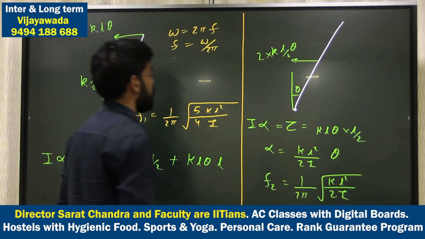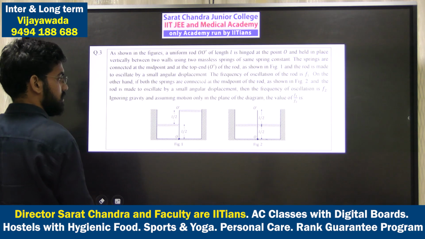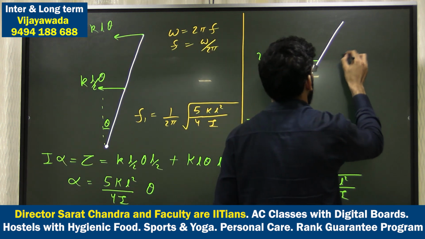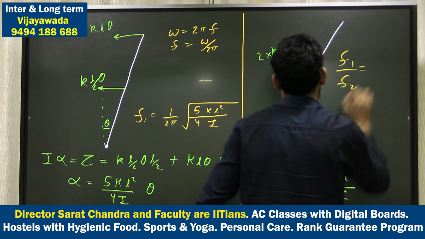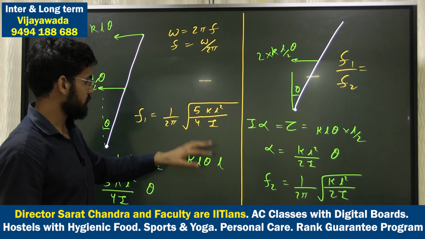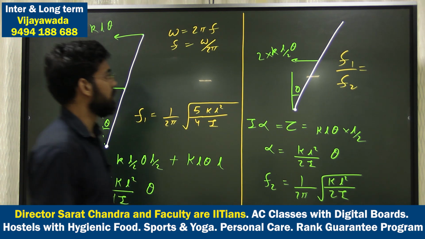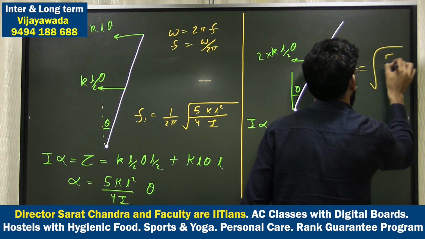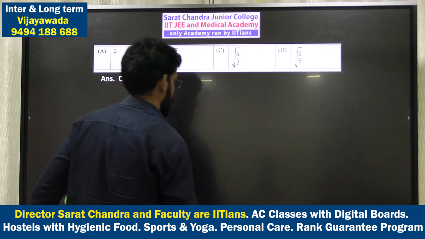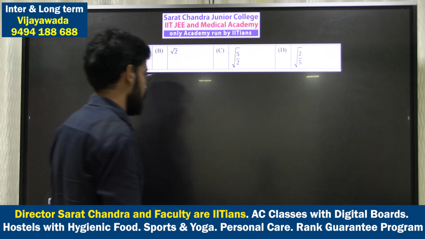Now from both of these, if I get f1 by f2, the final answer is f1 by f2 only. If you divide f1 by f2, the other things are cancelled out, leaving 5 by 4 divided by 1 by 2, so multiply by 2, giving 5 by 2 under root. So under root of 5 by 2, that is your C option. So C option is your answer. Okay, next.